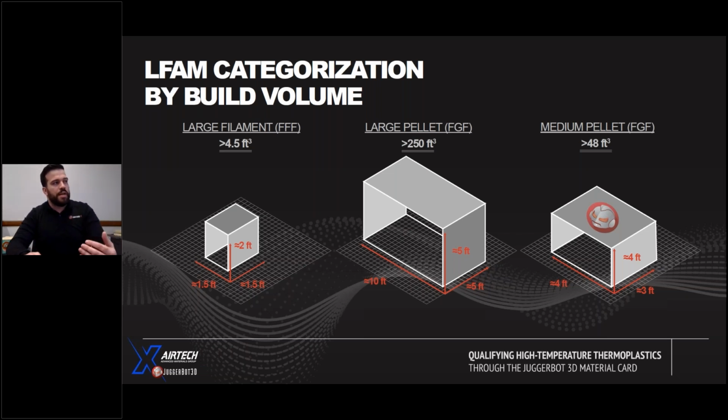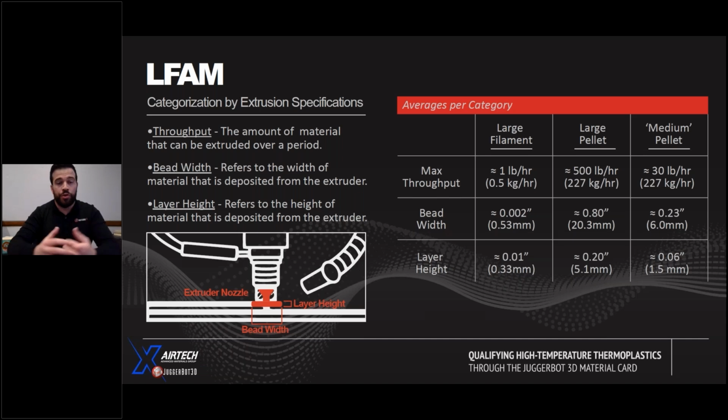So build volume is tied directly into extruder specifications. When we talk about extruder, I should say, they kind of complement each other, not directly go with them, but complement definitely. So in extruder specifications, we're referring to three things in particular. The first is throughput, which is how much material can be extruded over a period of time. The bead width and the layer height, which both refer to the cross-sectional bead width and then the layer height for a particular path that is being extruded.